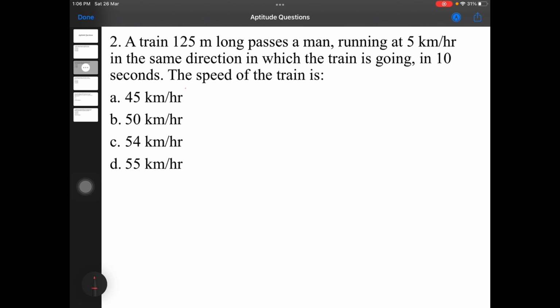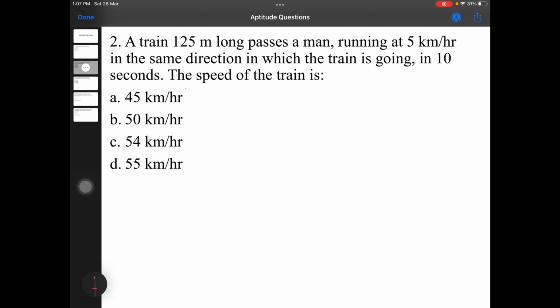Question number 2. A train of 125 meters long passes a man running at 5 km per hour in the same direction in which the train is going in 10 seconds. The speed of the train is option A, 45 km per hour, option B, 50 km per hour, option C, 54 km per hour, option D, 55 km per hour.